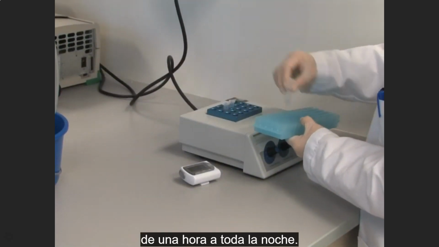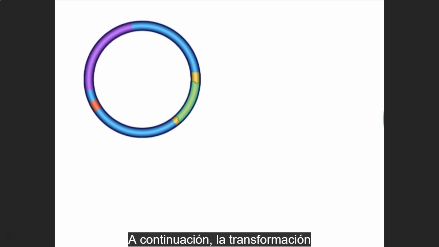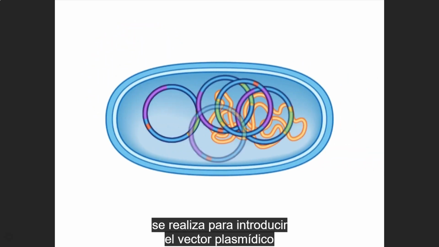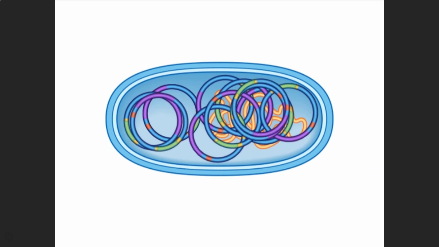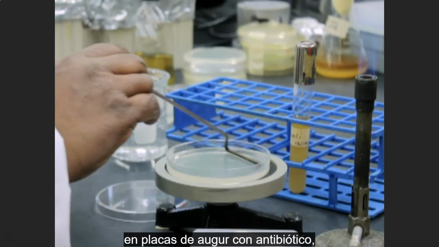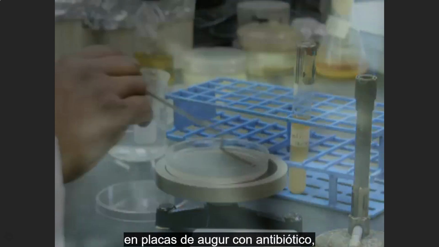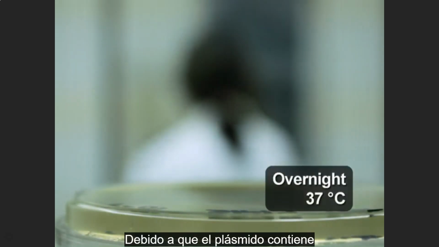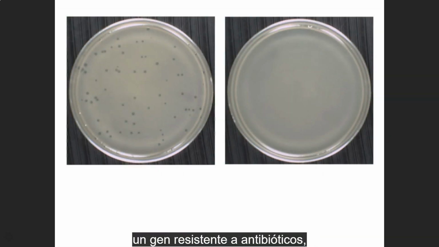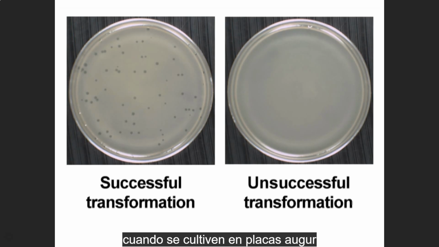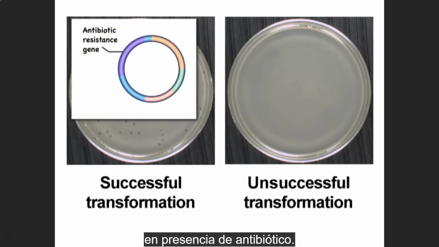1 hour to overnight. Next, transformation is performed to introduce the plasmid vector into the host that will replicate it. Following transformation, bacteria are plated on agar plates with antibiotic and incubated overnight at 37 degrees Celsius. Because the plasmid contains an antibiotic resistance gene, successful transformation will produce bacterial colonies when grown on agar plates in the presence of antibiotic.